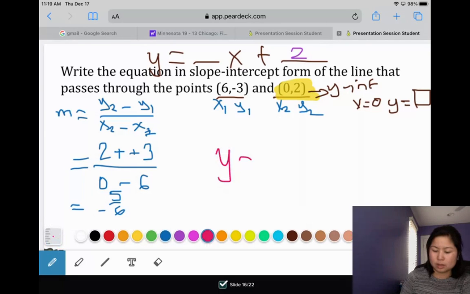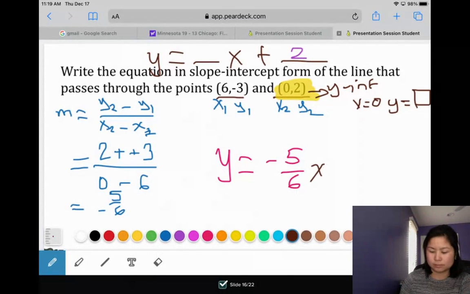So y equals, I have the slope. Sorry, that was my daughter.